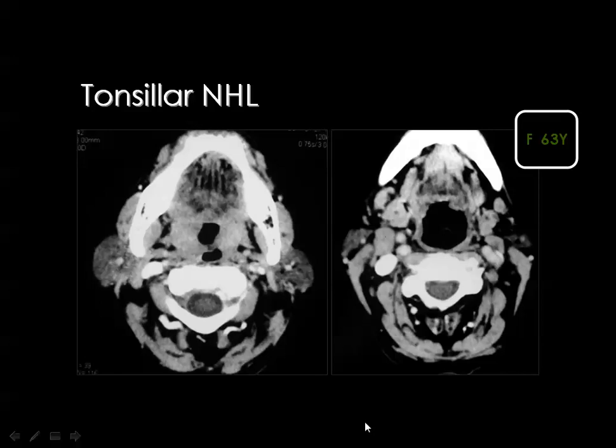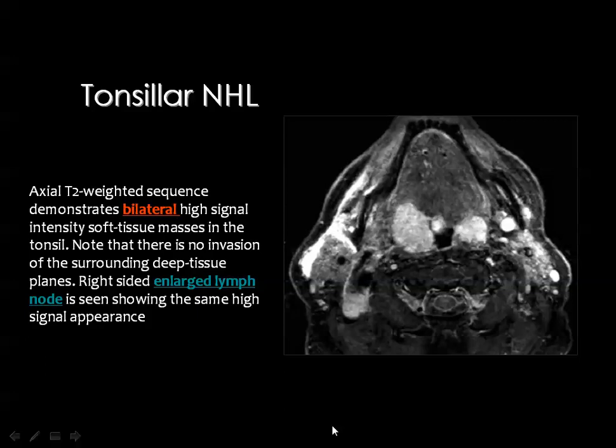Then in the presence of bulky, homogeneously enhanced nodes, these nodes are not that bulky, but you may consider the possibility of lymphoma, and this was a non-Hodgkin lymphoma. This is also a non-Hodgkin lymphoma of both tonsils being more on the right side, associated with metastatic or lymphomatous involvement of this node posterior to the parotid gland.